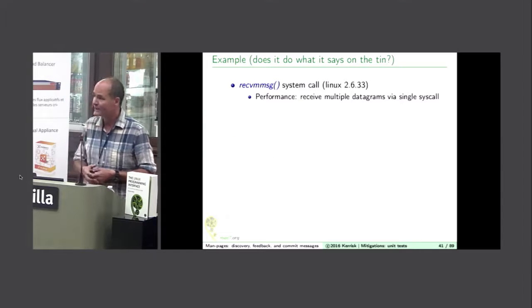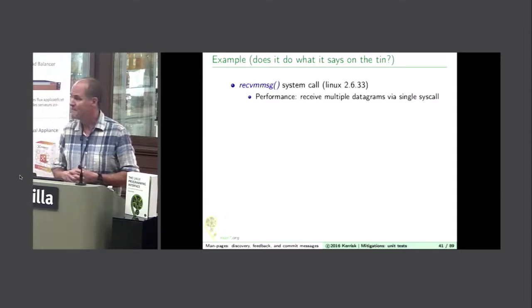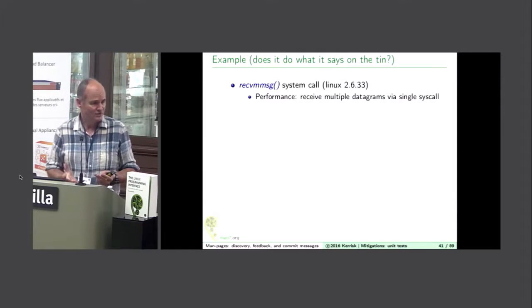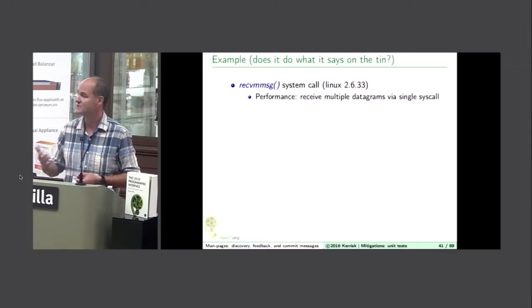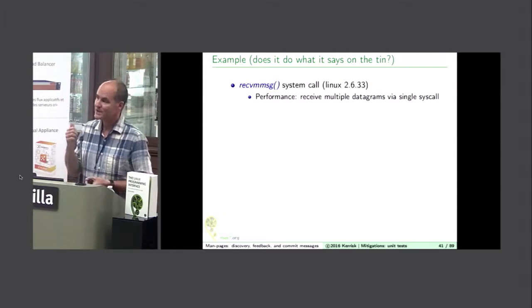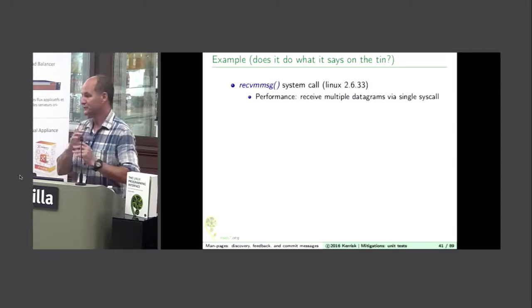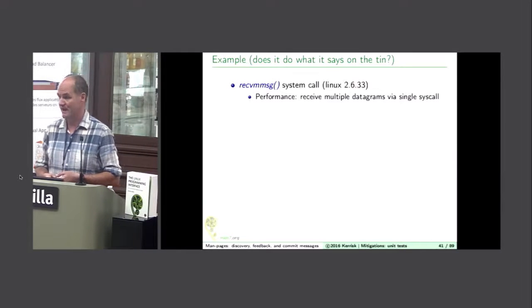But here's one example. There's a system call that was added a few years ago, recvmmsg. It's an optimization for sockets-based applications that are receiving datagrams. Instead of the traditional recvmsg system call, where you receive one datagram, recvmmsg allows you to get multiple datagrams with a single call. So you're just reducing the number of system calls that you make.